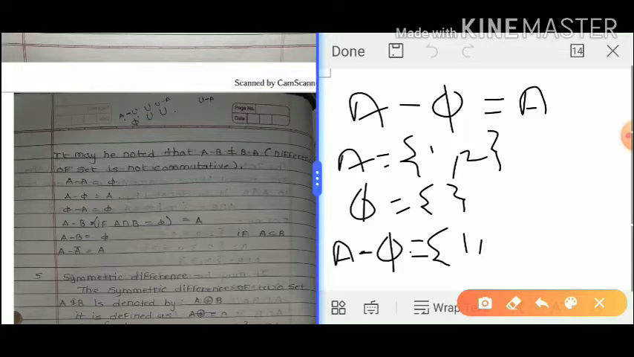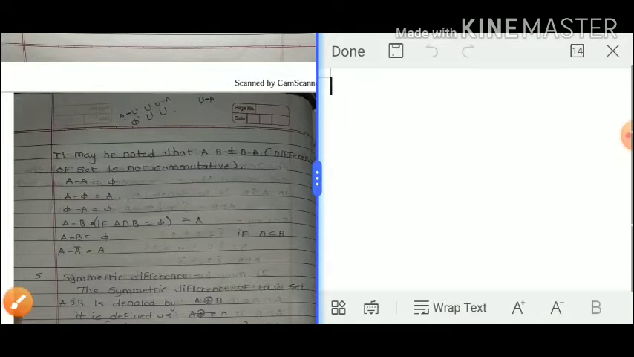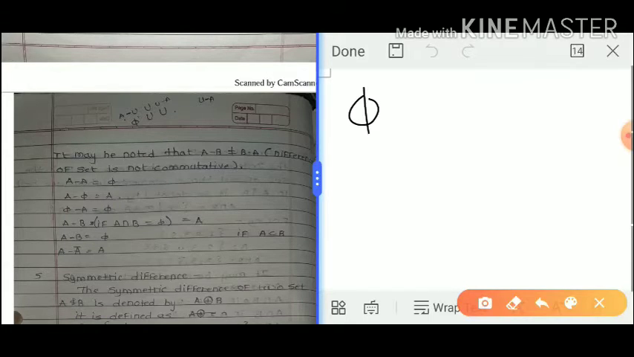So 2 belongs to set A but is not in the empty set phi. So this is a set, which means A minus phi is always equal to A. Same thing: phi minus A is always phi.